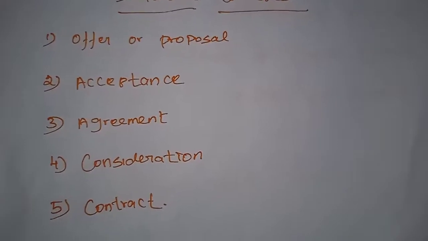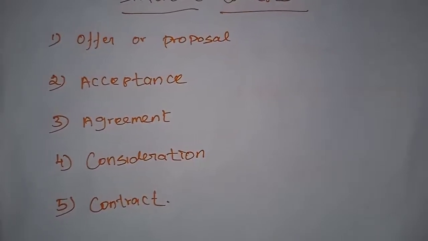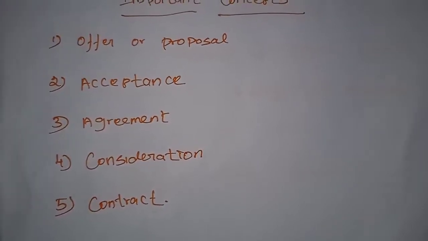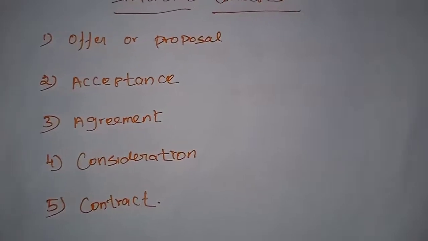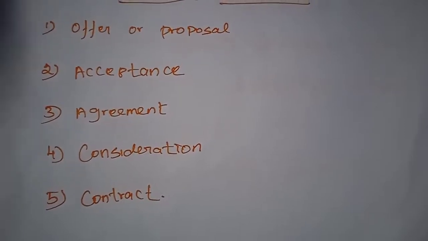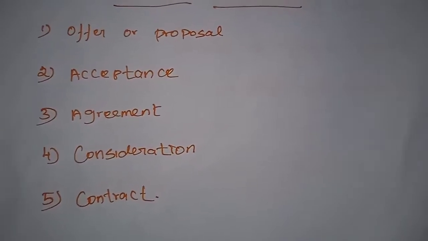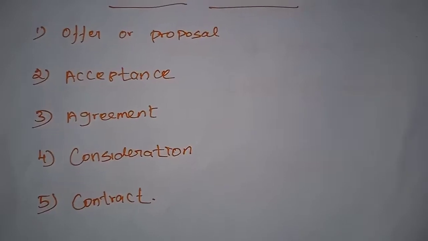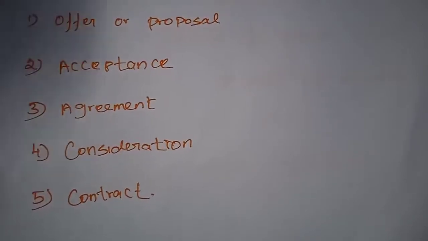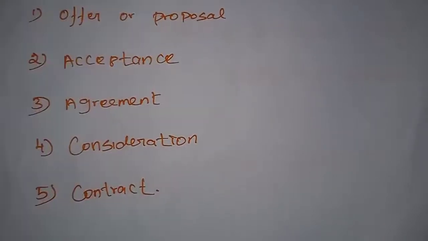When one person signifies to another his willingness to do or to abstain from doing anything with a view to obtaining the assent of that other person to such act or abstinence, he is said to make a proposal. For example, take two persons A and B: A proposes to do something and B accepts, that is called an offer. Next, acceptance. When the person to whom the proposal is made signifies his assent thereto, the proposal is said to be accepted.